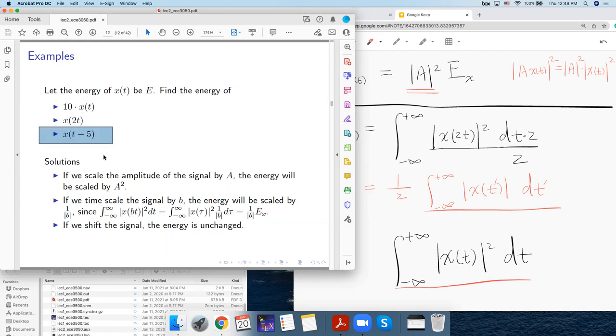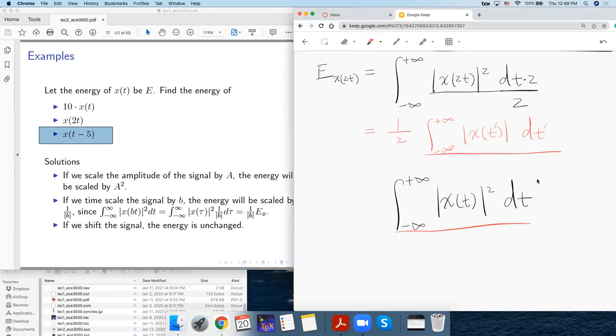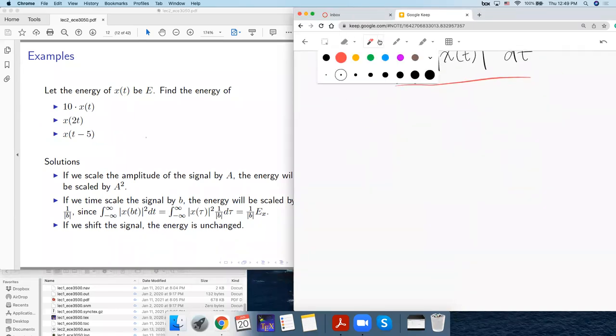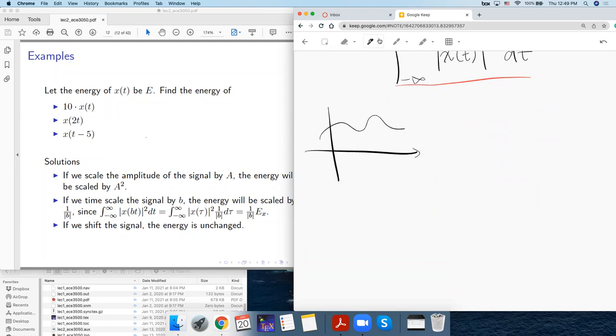And the last operation is the time shifting. So we are looking at x(t minus 5). We are shifting all the time index to the right by 5 units. And it turns out that shifting the signal will not change the energy because it will not change the integration. If you draw any signal and its corresponding shifted version, it doesn't matter which one you integrate over. So the integration only changes the relative location of the signal. It doesn't change the integration.